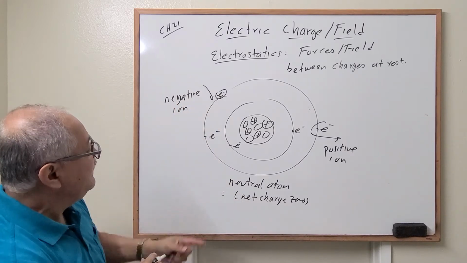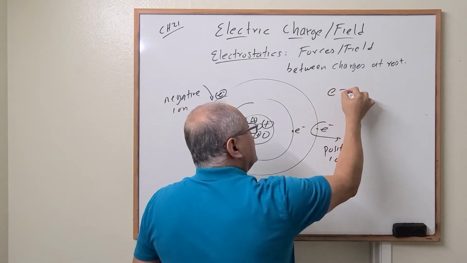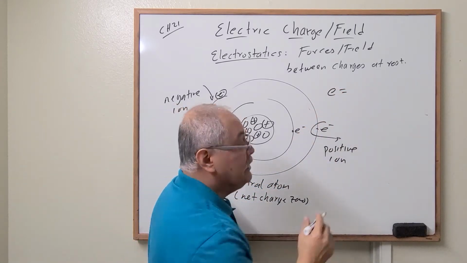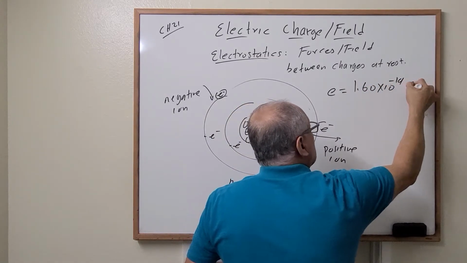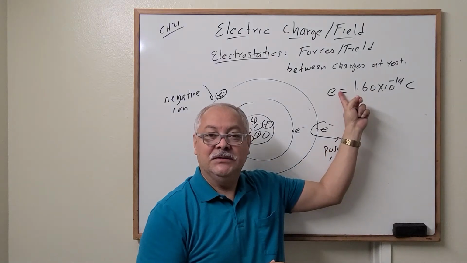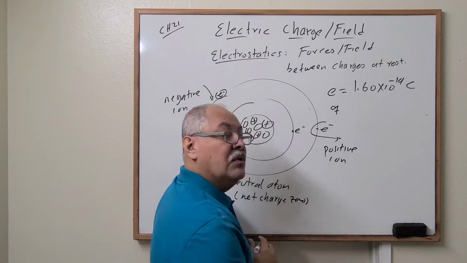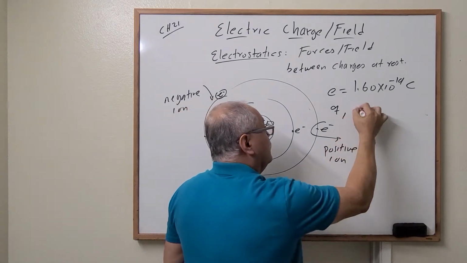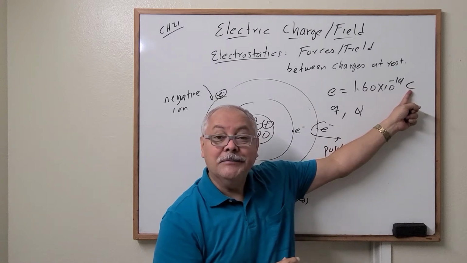Now let's find the magnitude of this charge. This charge has a magnitude of about 1.60 times 10 to the negative 19 coulombs. The coulomb is the unit of charge. The symbol for charge is Q. We can use this Q or this Q as the symbol for charge, but the unit is going to be the coulomb.